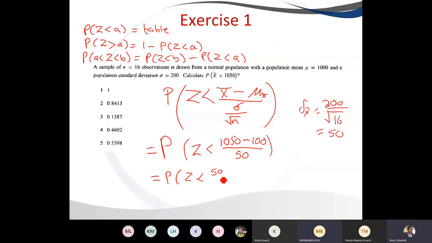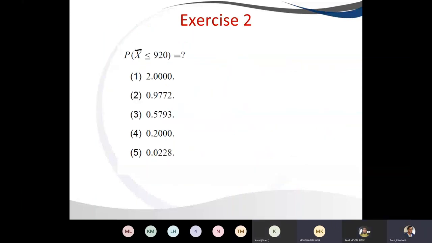And then I went on to look for the probability on the table. It gave me 0.8413, which is option 2. Agree, everybody? Yes, correct. The next question.